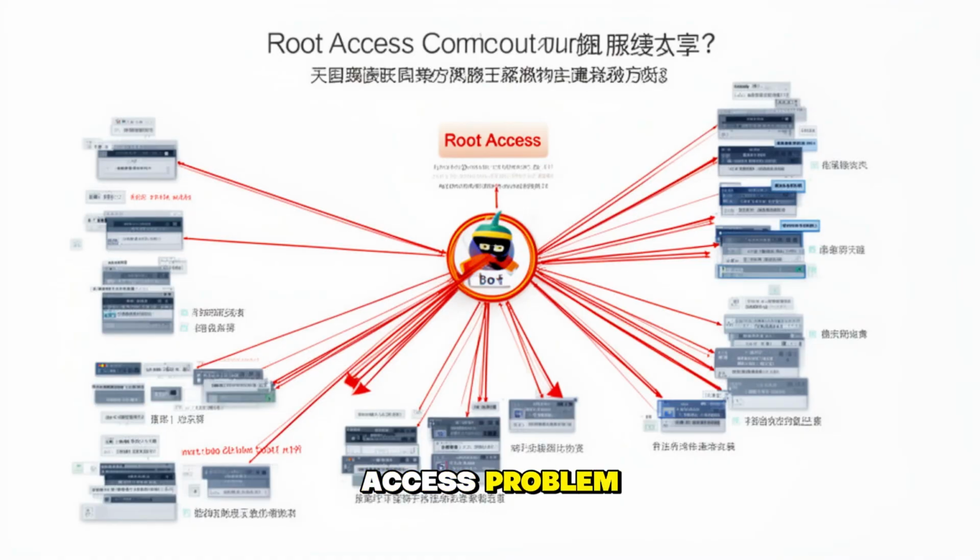First, there's the access problem. Clawdbot needs extensive permissions to do its job. It needs to read your messages, access your email, browse on your behalf, execute commands on your computer. It's not sandboxed. It's not restricted. It has the keys to your entire digital kingdom.